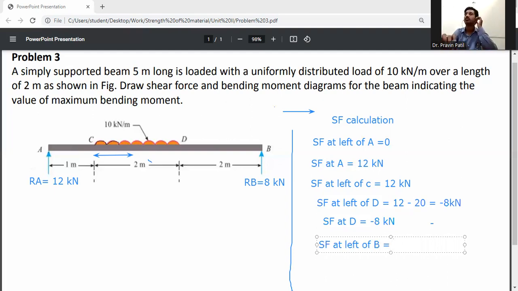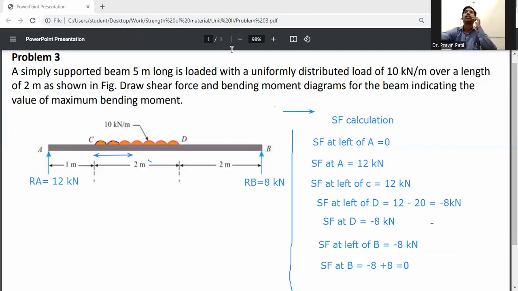SF at left of B is also minus 8 kilonewton. There are only two forces, 12 minus 20, which is minus 8. Now SF at B: minus 8 plus RB, which is going upward, plus 8, is equal to 0. This is the SF calculation.